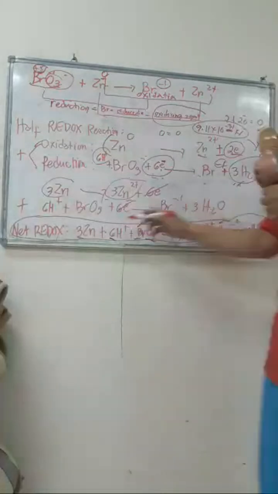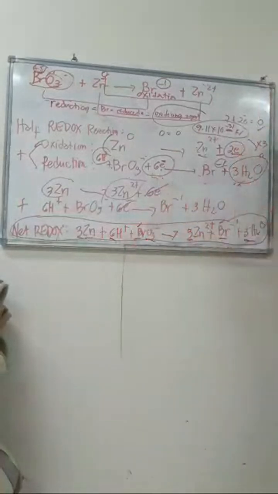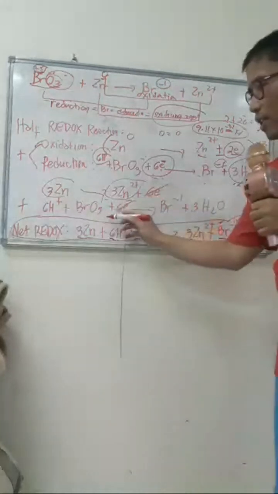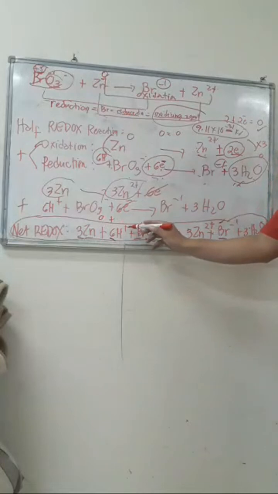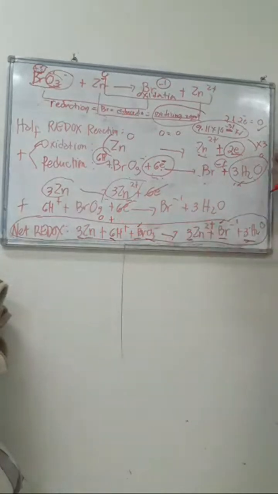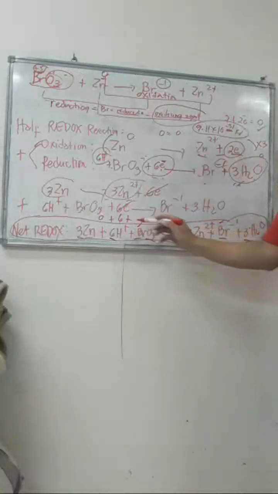Okay, this zinc here is not charged, so by general rule it has a 0 oxidation state. So 0 times 3, 0. Plus, hydrogen is charged to positive 1. So 1 times 6, so 6. Plus bromate, so negative 1.